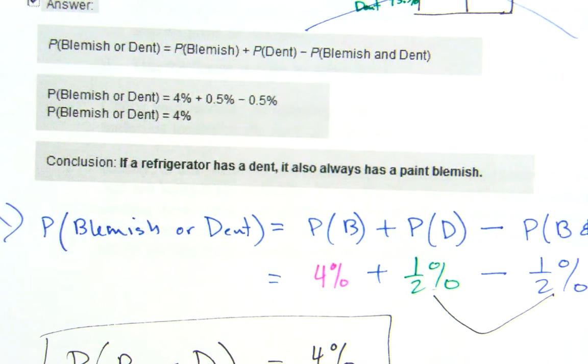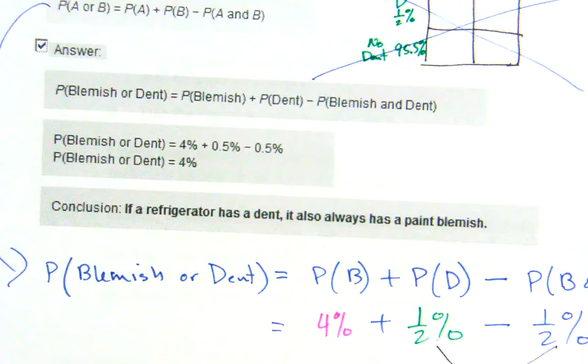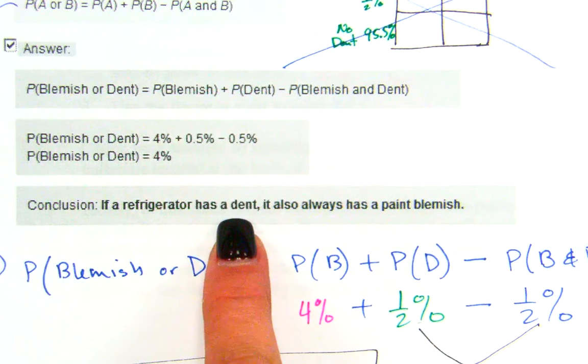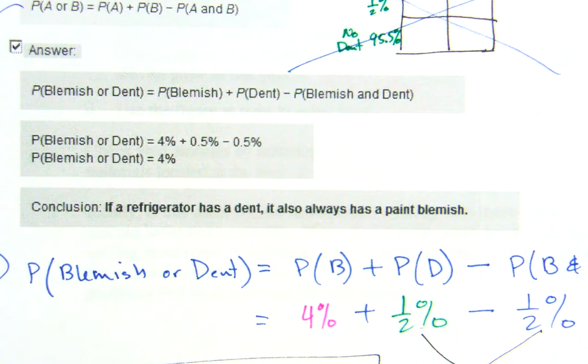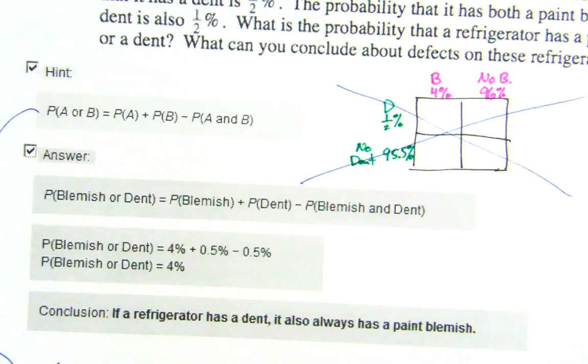The question is, what can you conclude about defects on these refrigerators? Conclusion: if a refrigerator has a dent, it also has a paint blemish, which is kind of like, oh, duh. If you hit it, it'll have a paint defect too, because you've hit it and now it's got a dent and a paint blemish. So that's the 87 and 86, which I found interesting.